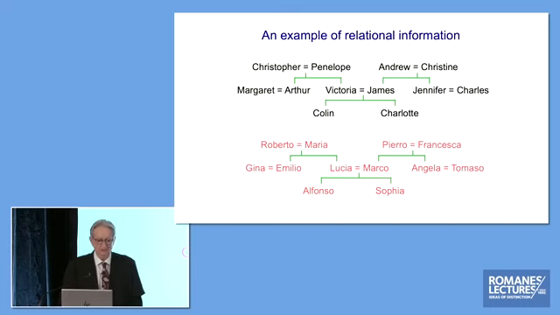So I took some simple relational information, 2 family trees. They were deliberately isomorphic. My Italian graduate student always had the Italian family on top.